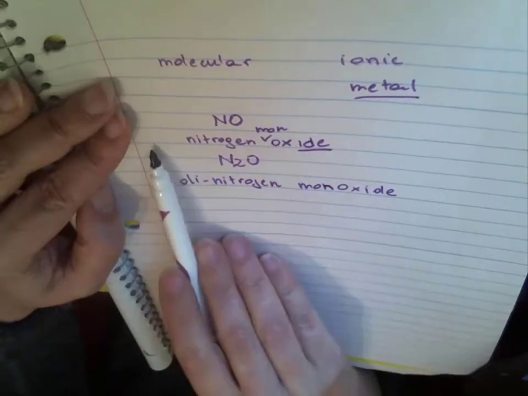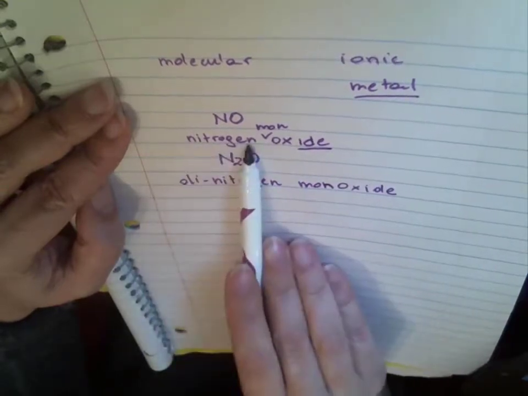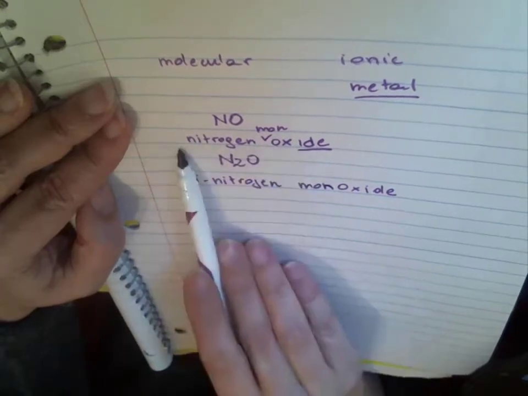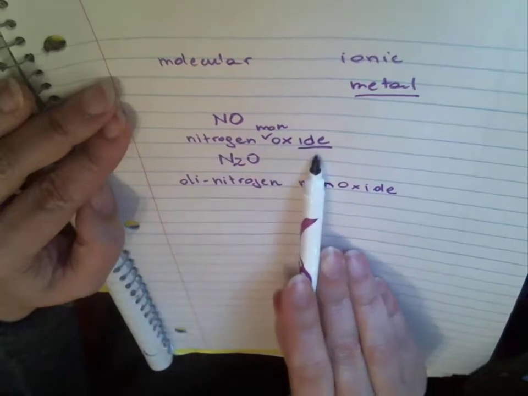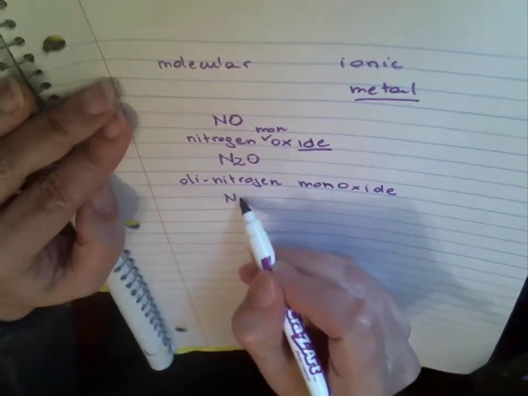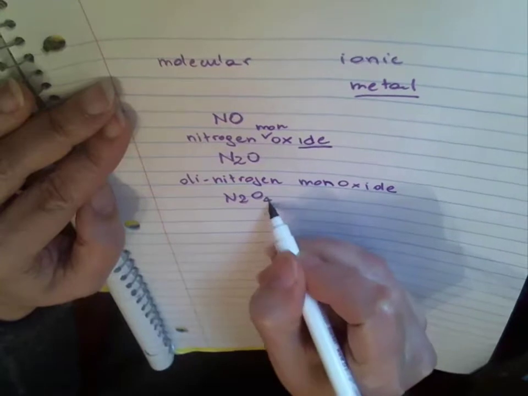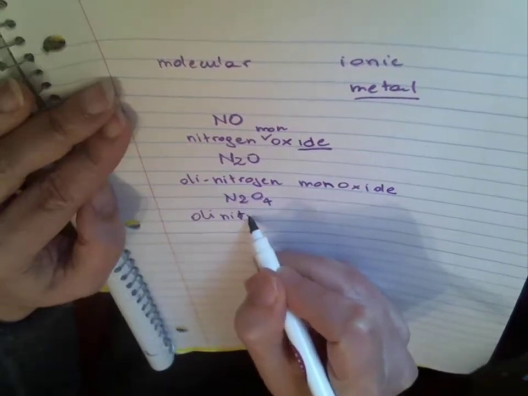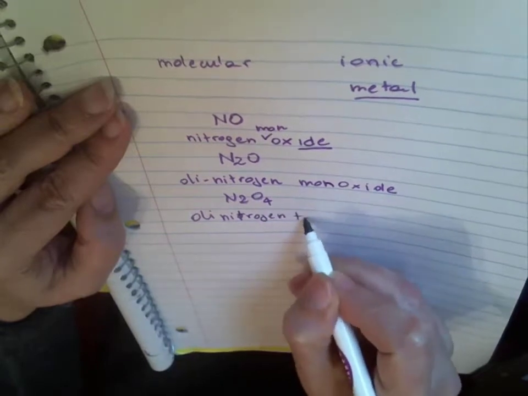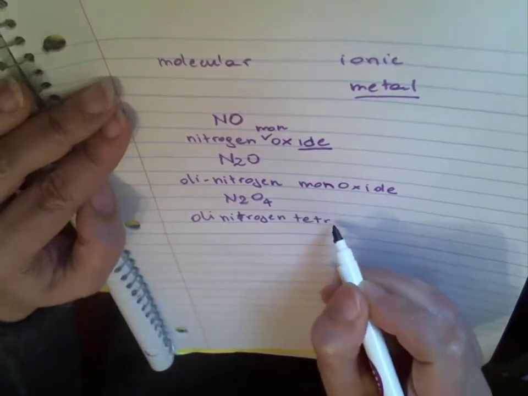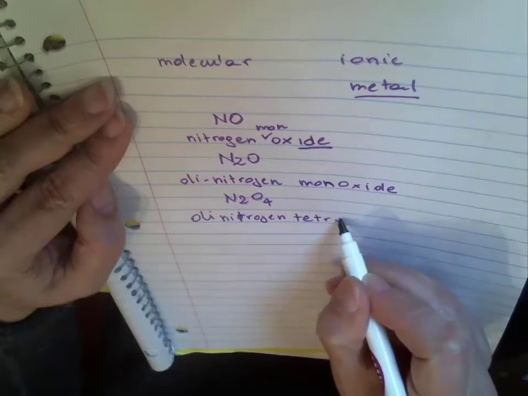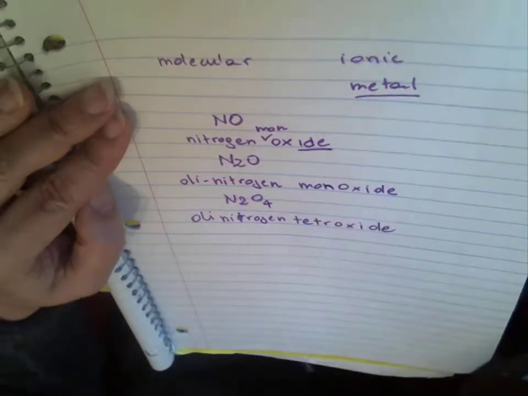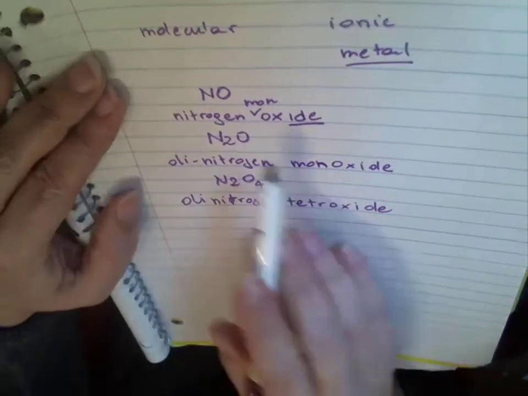Normally, the mono before the first element is omitted. So in this case, we don't need to call it mononitrogen monoxide, but simply nitrogen monoxide. What if we have something like N2O4? In this case, it will be dinitrogen tetraoxide. And again, instead of saying tetraoxide, I'm going to run it together and call it tetroxide. So that is for molecular compounds.